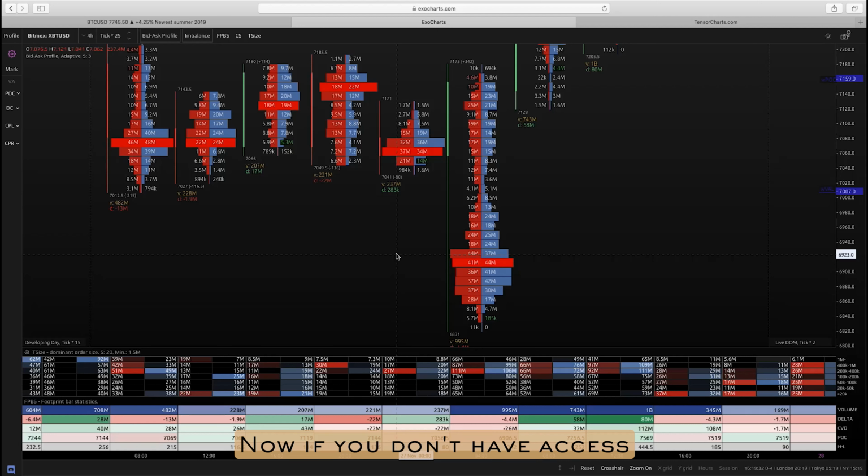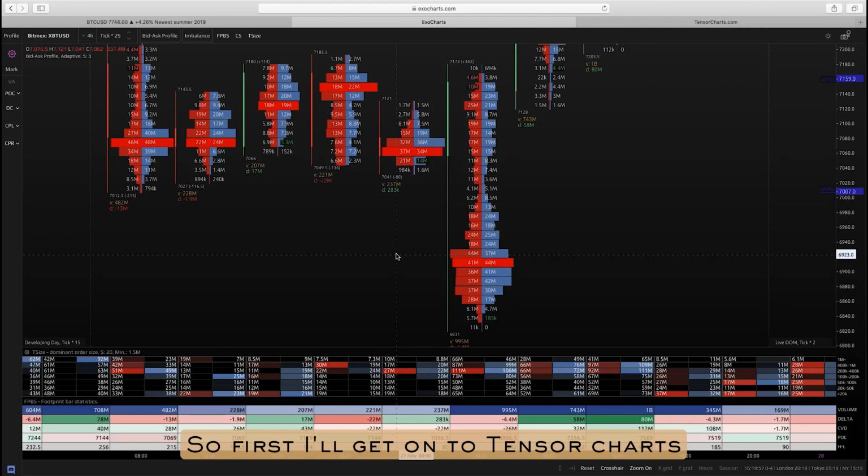Now, if you don't have access to either of these platforms, let's say you have a Mac, for example, you can use something like Sierra Chart, which I'd say is less user-friendly. You have to seek out all these configurations. The benefit of XO Charts and Tensor is that they're pretty easy. They give you an idea of what each setting does and what you're looking at, and it's pretty easy to figure out once you spend some time with it.